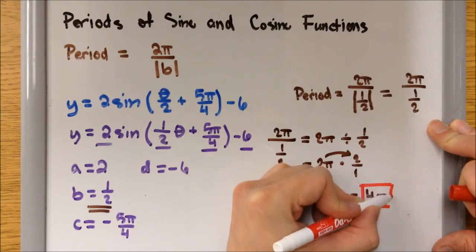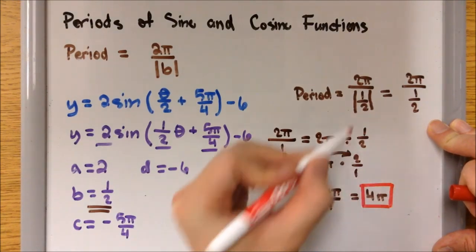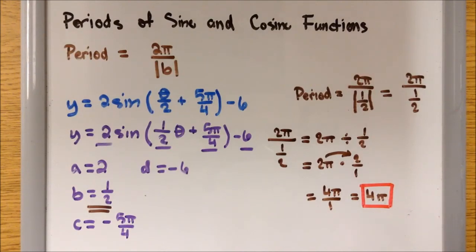So when you're having a fraction as your B value, you would just follow this process just like in example 1 and example 2.